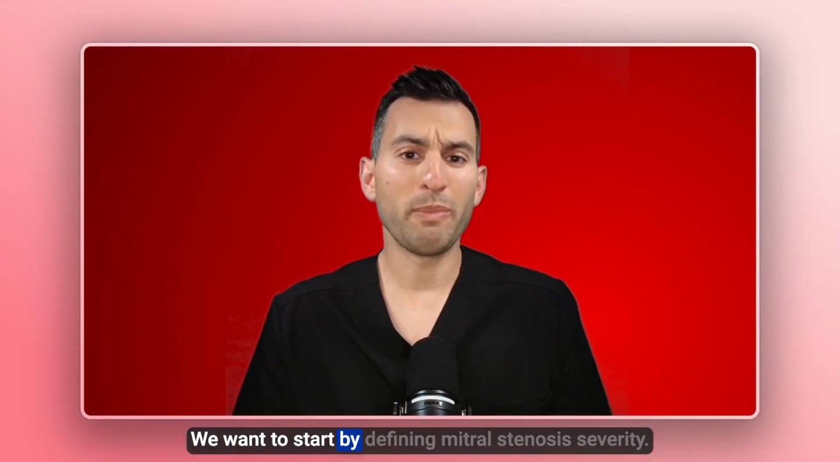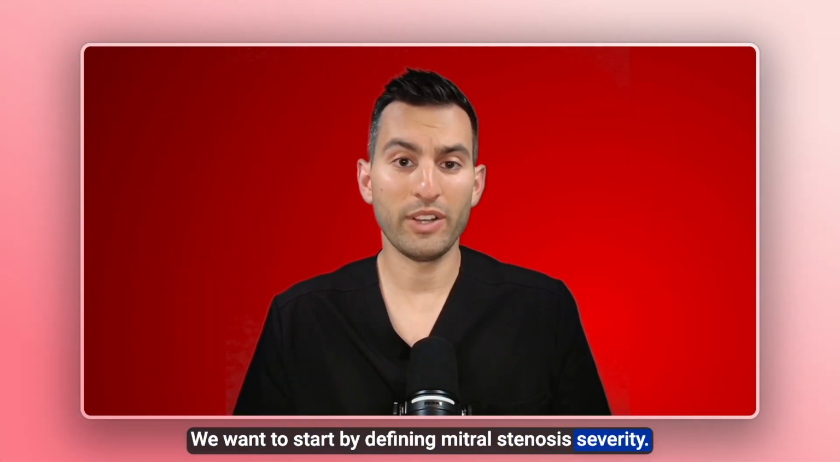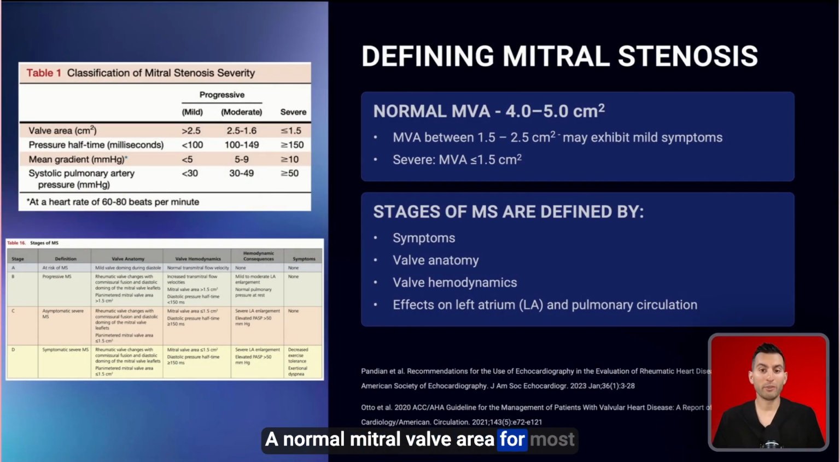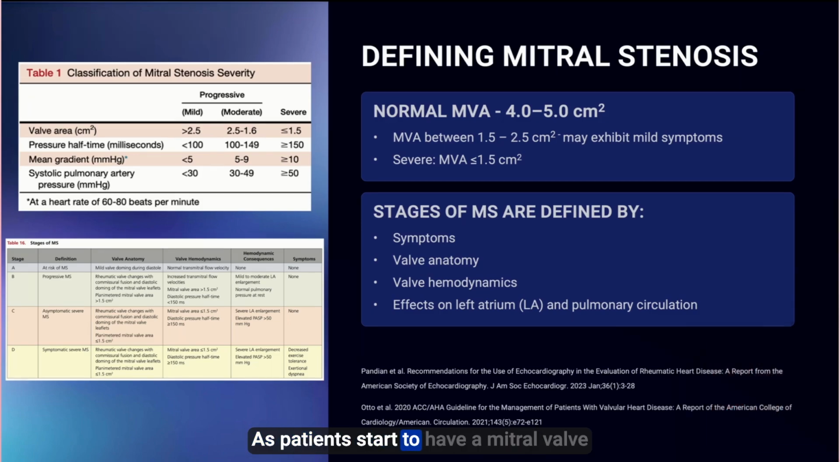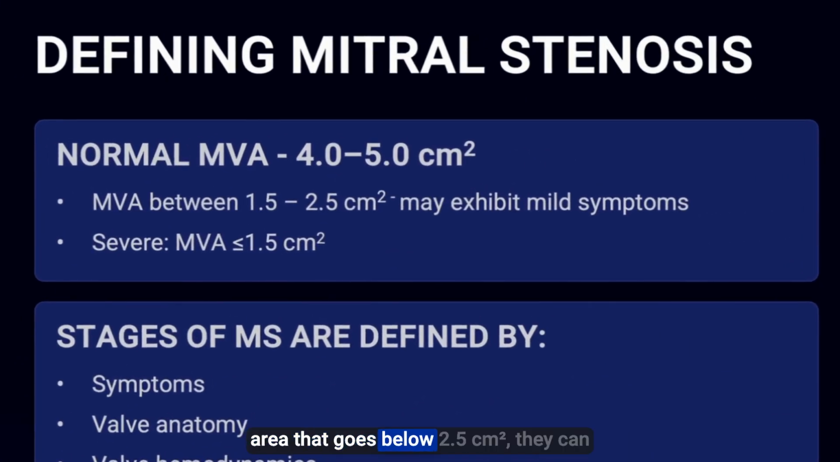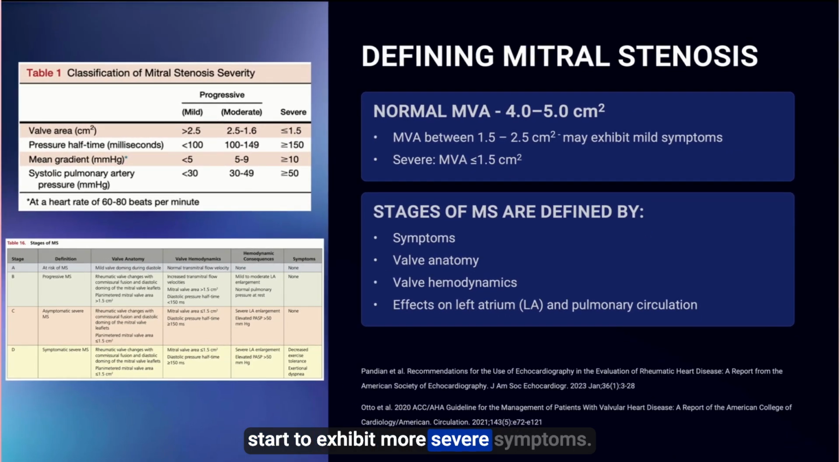We want to start by defining mitral stenosis severity. A normal mitral valve area for most patients is between 4 and 5 centimeters squared. As patients start to have a mitral valve area that goes below 2.5 centimeters squared, they can start to exhibit some mild symptoms. However, it isn't until they get below this 1.5 centimeter squared cutoff that they can really start to exhibit more severe symptoms.